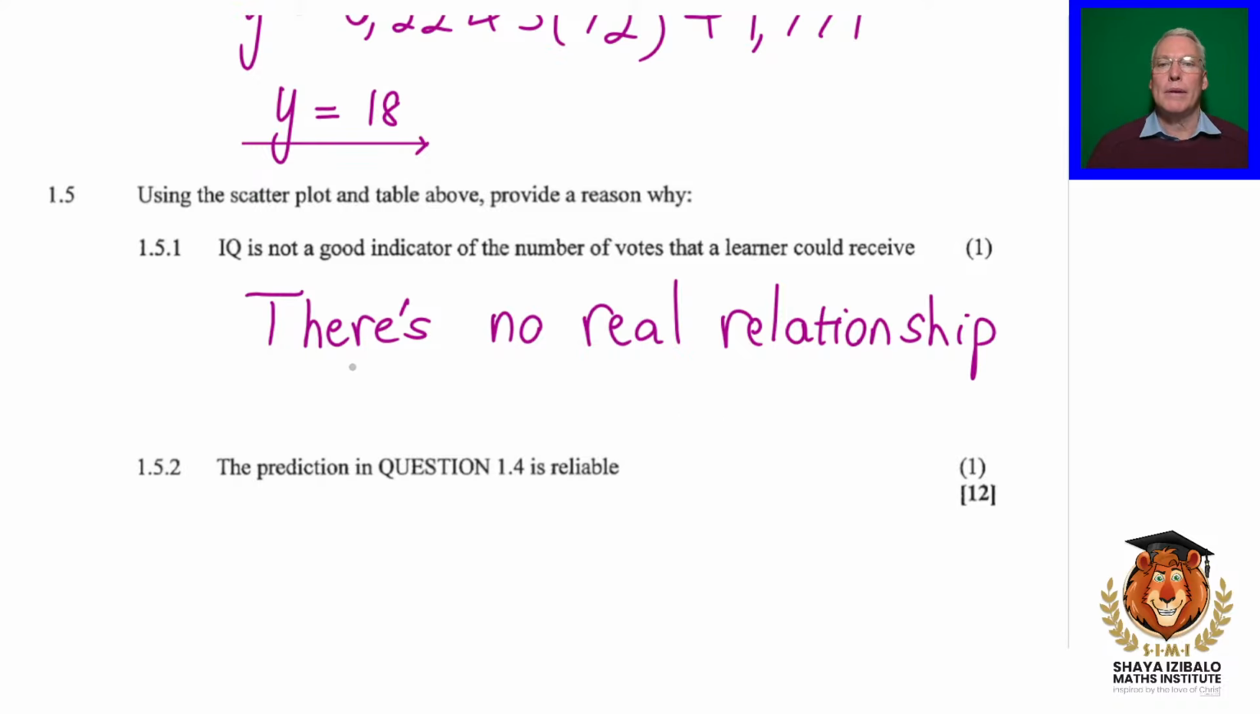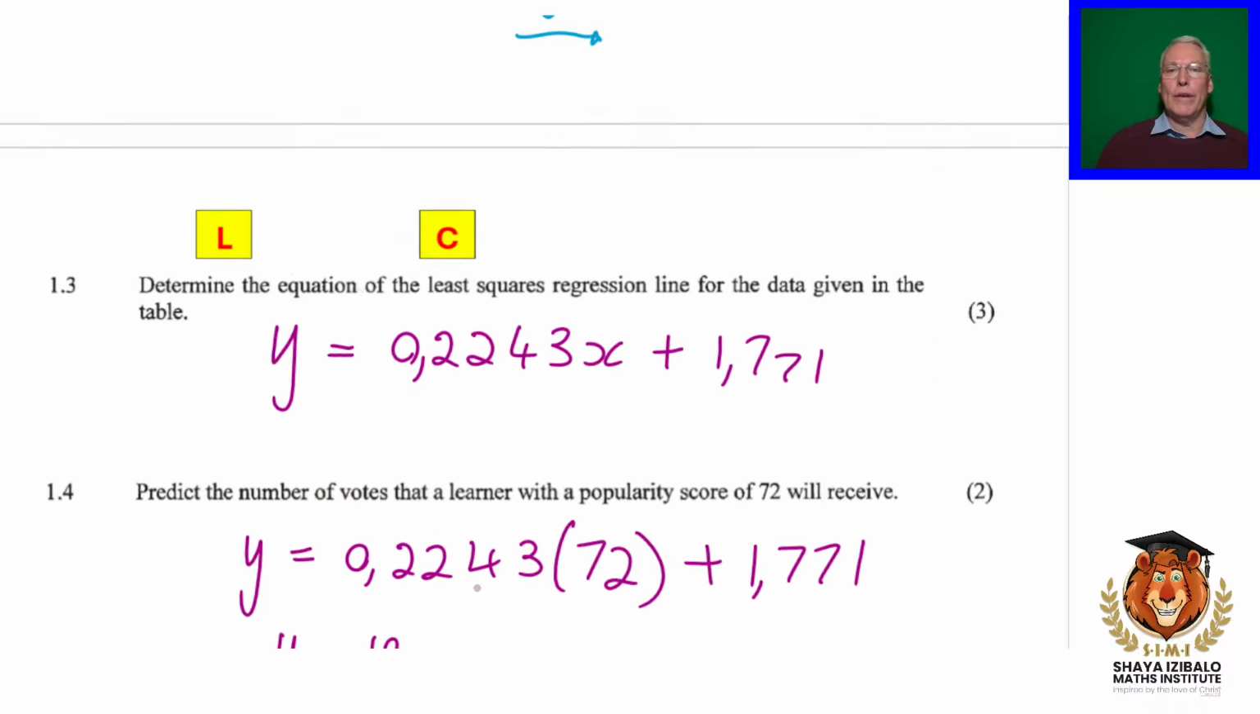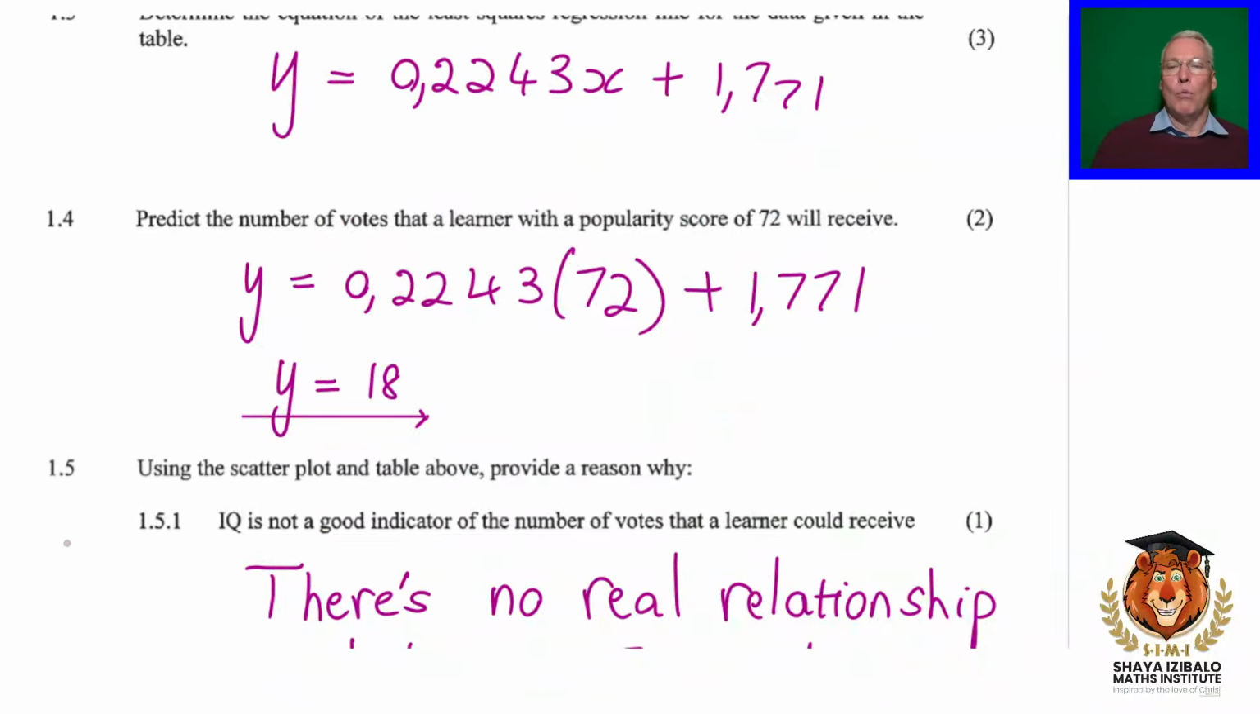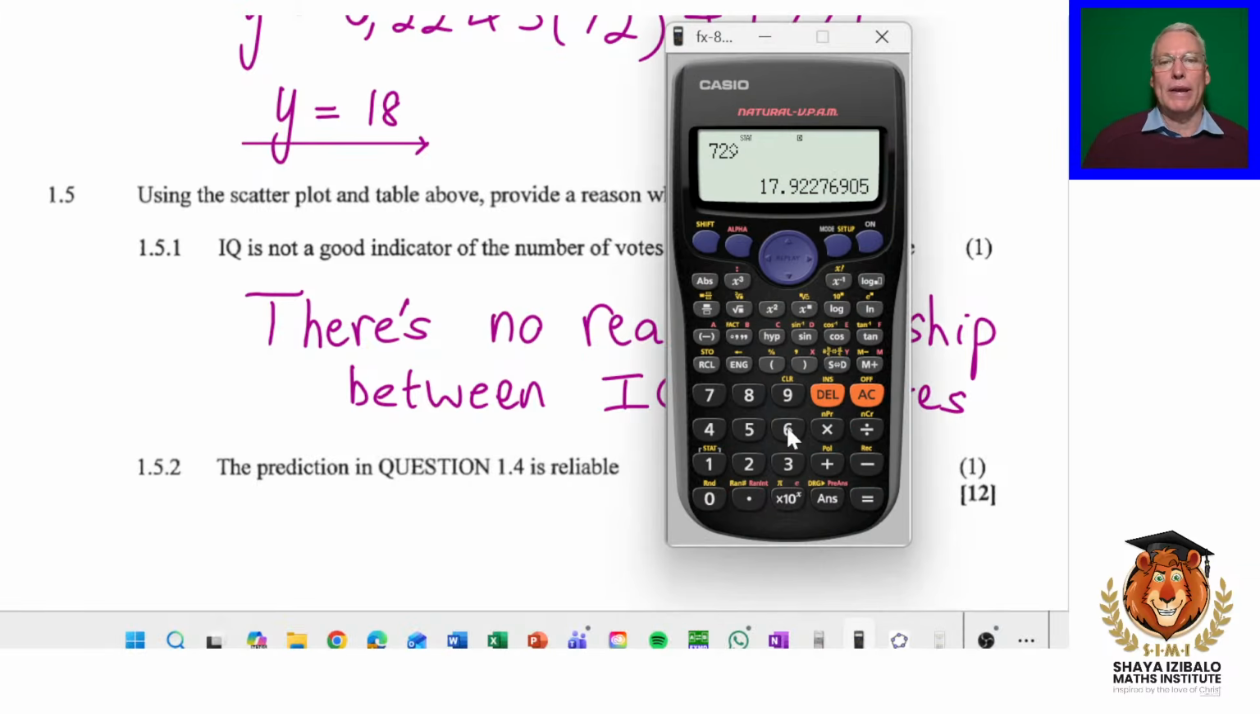between IQ and votes. Okay, then the next one says, what about the prediction in question 1.4 is reliable, right? Okay, so there are 2 things about this. Firstly, what's the strength of the relationship? Okay, and we can get that, all right? Let's get the correlation coefficient.